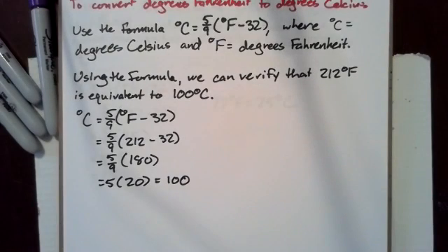To convert degrees Fahrenheit to degrees Celsius, we use the formula degrees Celsius equals 5/9 times the degrees Fahrenheit minus 32 degrees, where degrees C is degrees Celsius and degrees F is degrees Fahrenheit. Using the formula, we can verify that 212 degrees Fahrenheit is equivalent to 100 degrees Celsius. So degrees Celsius is equal to 5/9 times degrees Fahrenheit minus 32. So that's 5/9 times 212 minus 32, which is 5/9 times 180, which is 5 times 20, which is 100.